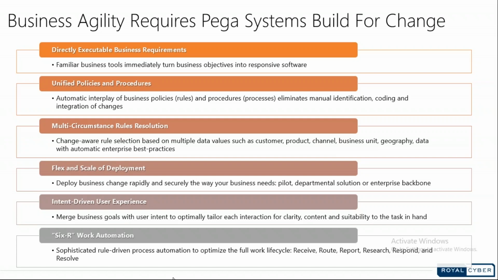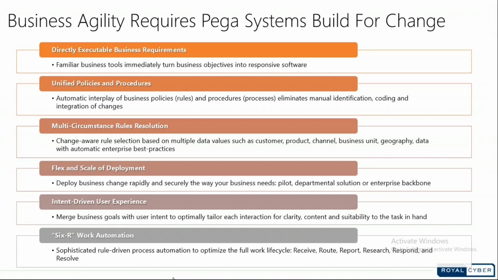And research. When you are working on a product, you might need to integrate with other systems for data analysis or to get data for decision making. That is also automated. And then respond, how well you provide the response to the work items you are working on. You might need to send statuses to multiple stakeholders about the work object you are working on. That also can be automated in Pega.